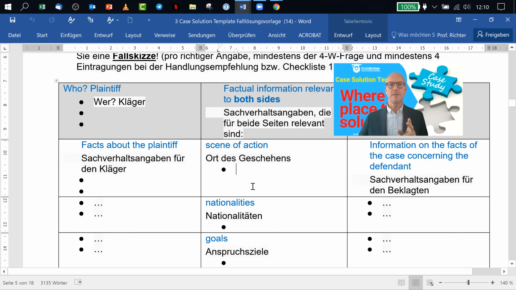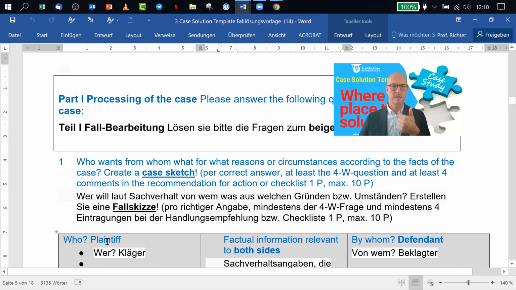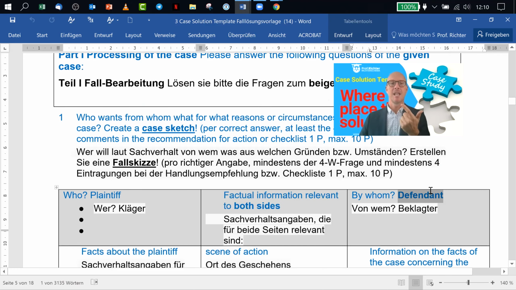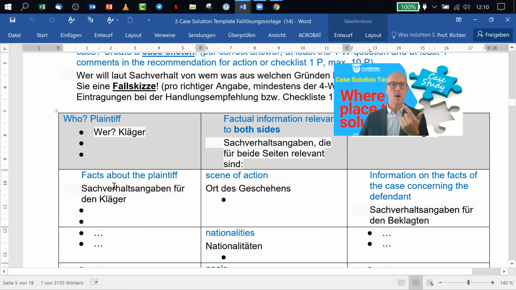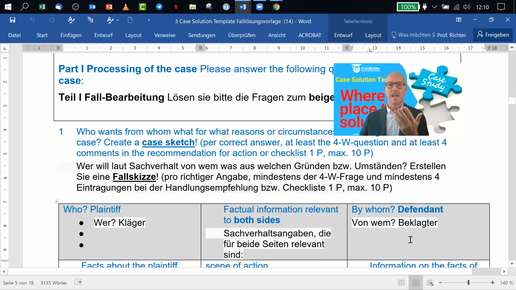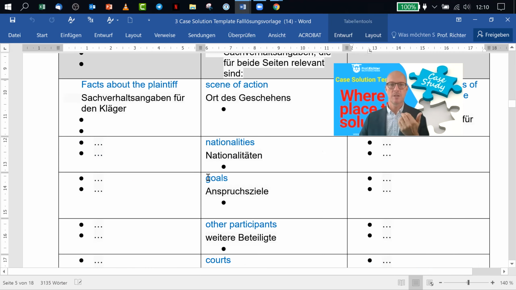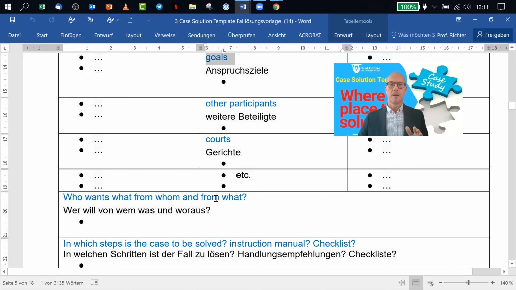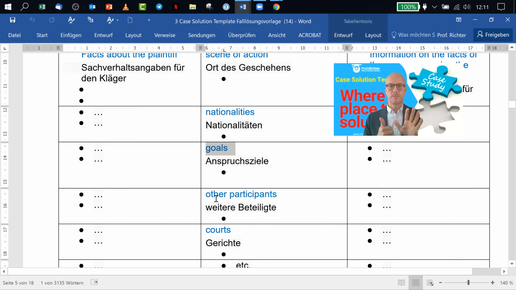Good. So I always give you points: you find the right plaintiff, 1 point; the right defendant, 1 point. Then please write down the most important facts for the plaintiff and for the defendant. These are 4 more points. And I want you to write down the goals, maybe some other participants, and the courts, but you will get only six points on this part.